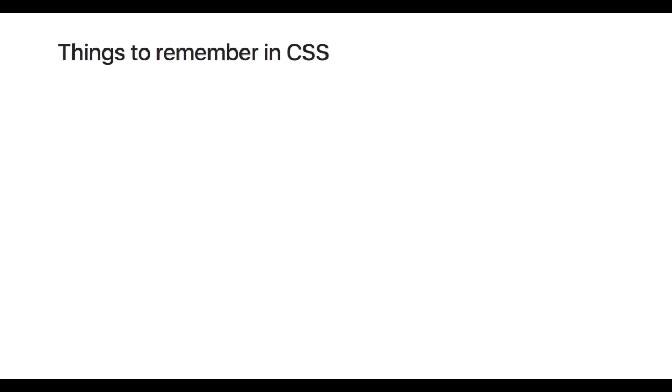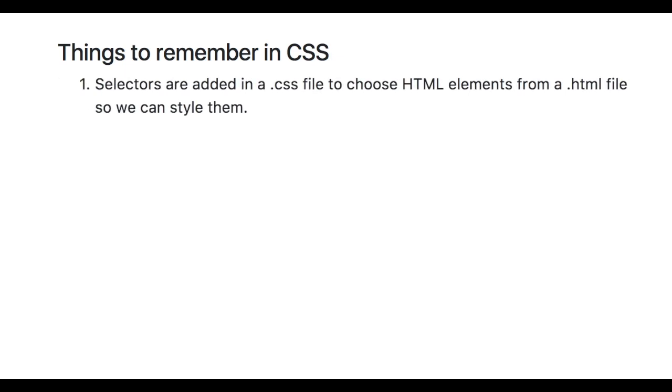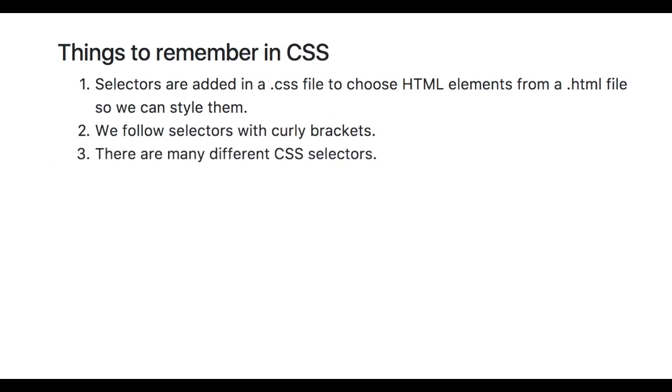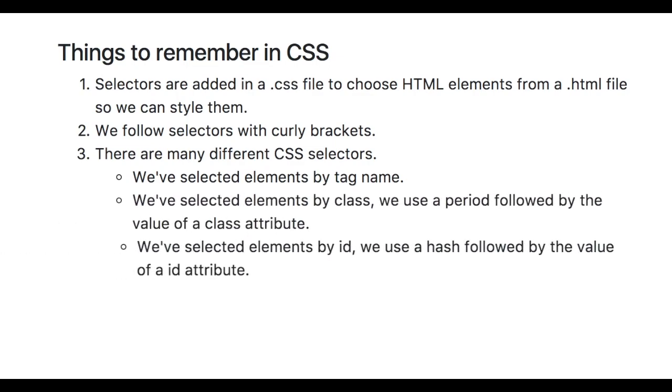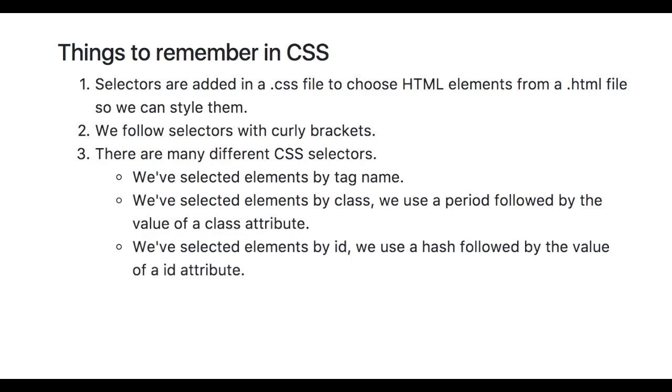And then some things in CSS we need to remember. Our selectors are added in a .css file, which are used to choose HTML elements from a .html file, and then we can style them. We always follow our selectors with curly brackets, and there are many different types of selectors. So far we have selected HTML elements by their tag name, by the value added to the class attribute, or to the ID attribute. Remember, if we're selecting by class, we use a period followed by the value inside of a class attribute. Or for ID, we use a hash, again followed by the value inside of the ID attribute.